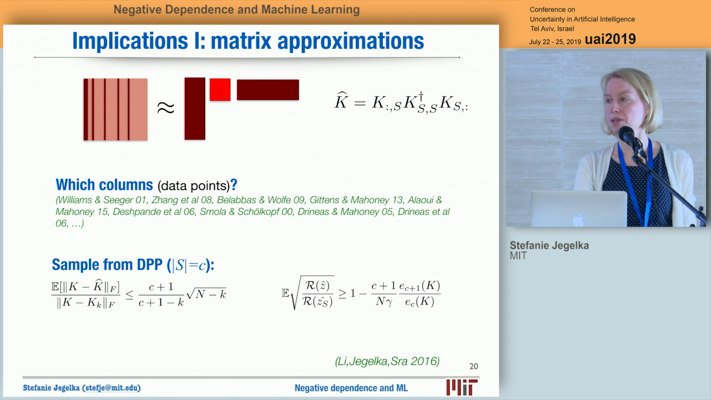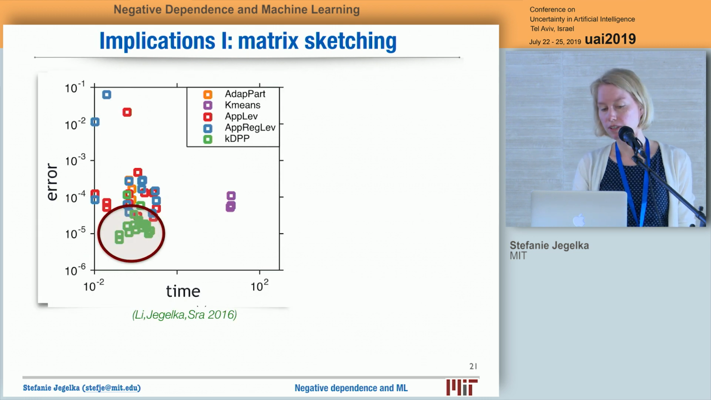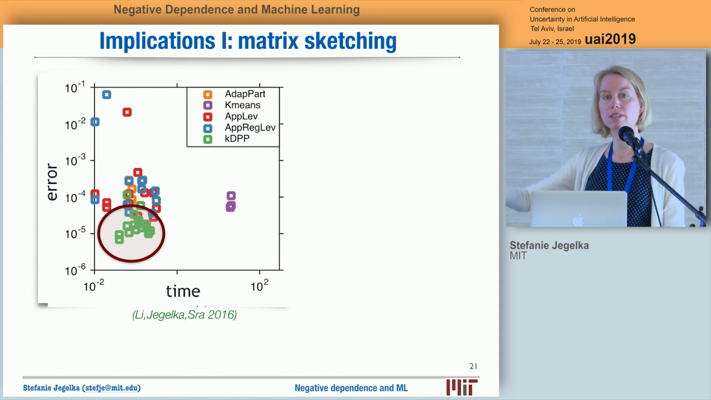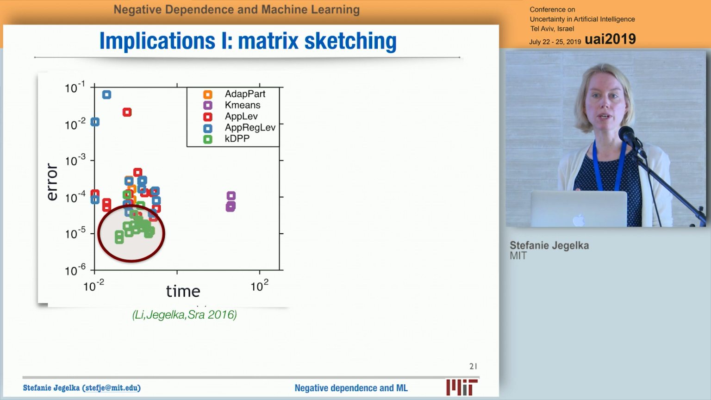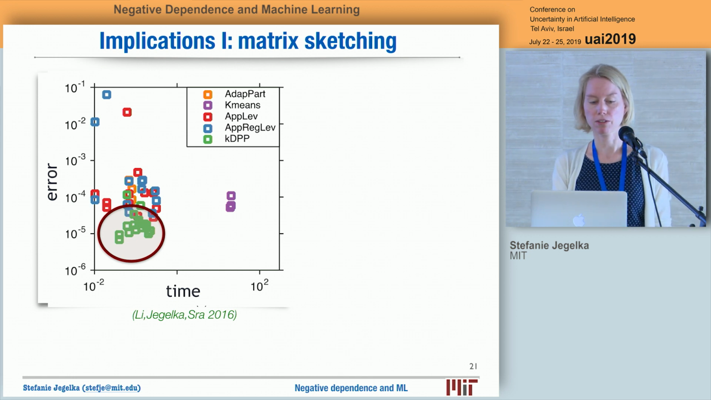What does this look like empirically? So theoretically, I do get approximation bounds. What about empirics? So here is an example, a result where I plot time and error. So basically the time to select the columns and the approximation error you get. And this looks fairly similar for both the risk and the matrix approximation.